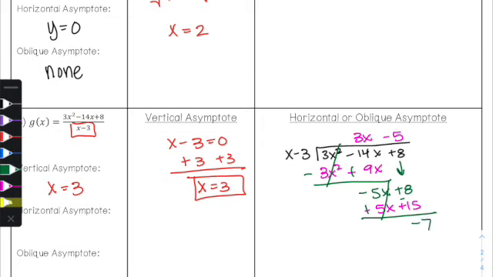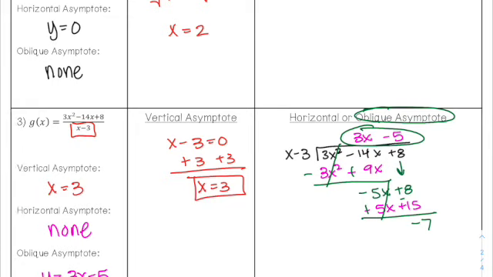We ignore the remainder. In my numerator, I have a variable. That means that I have an oblique asymptote. So I'll have none for my horizontal asymptote because you either have one or the other, either horizontal or oblique. Since I have a variable, I know it's going to be oblique. My oblique asymptote is y equals 3x minus 5. So that is how you find your vertical asymptote, horizontal asymptote, or oblique asymptote.